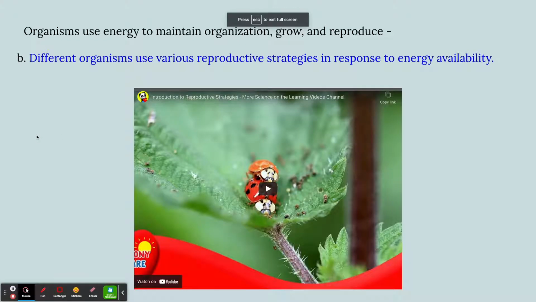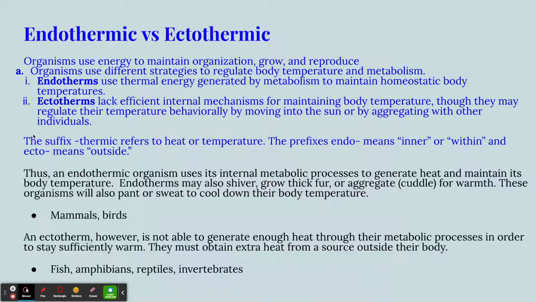All right. Hello, everybody. I want to continue on with part one, ecology basics. So these were the notes that we started on Monday. So we were talking about reproductive strategies.